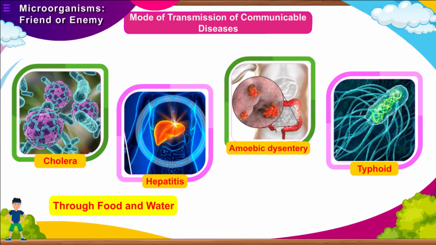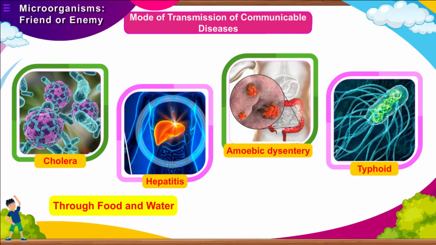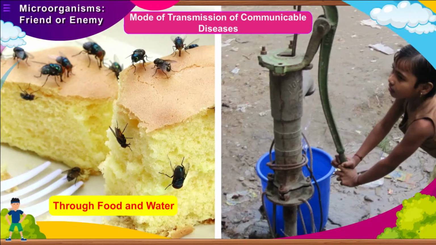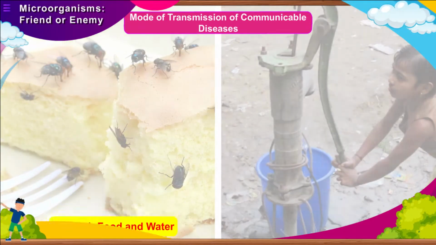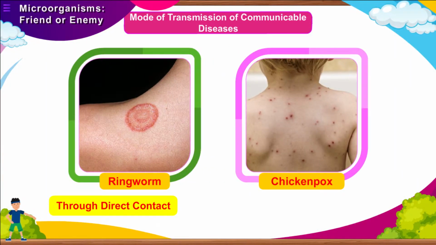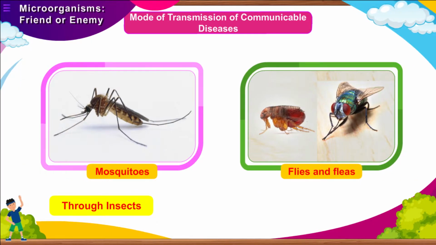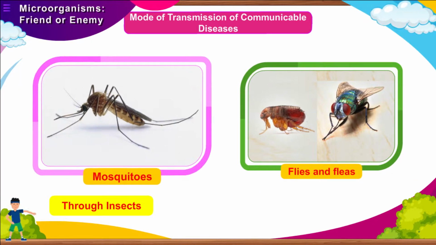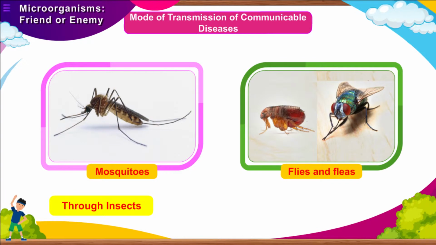Cholera, hepatitis, amoebic dysentery, and typhoid spread through the consumption of contaminated food and water. Through direct contact: diseases like ringworm and chickenpox spread through direct contact with the sick person. Through insects: insects like mosquitoes, flies, and fleas spread many diseases.